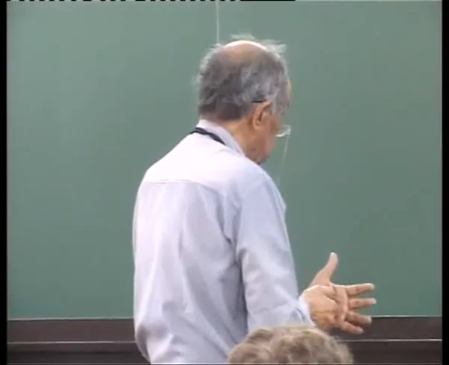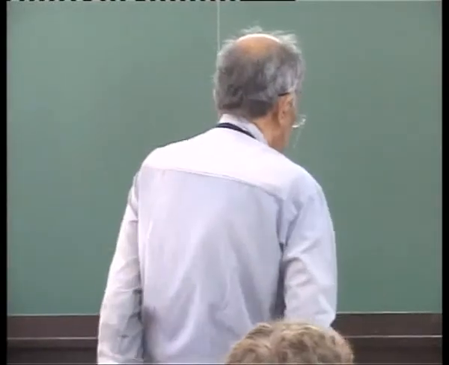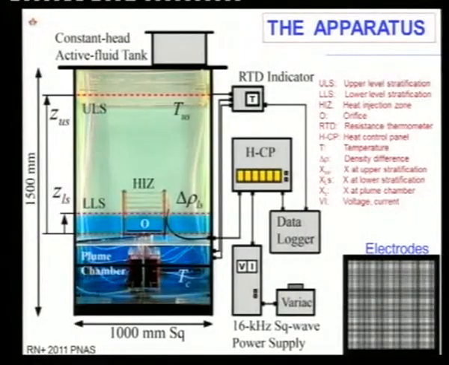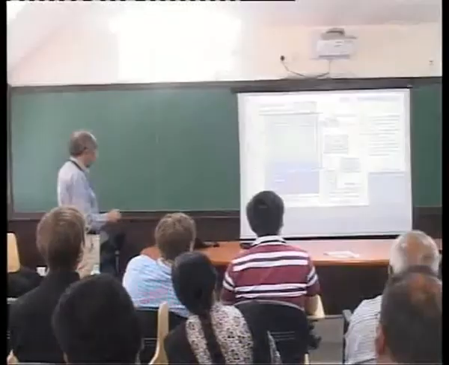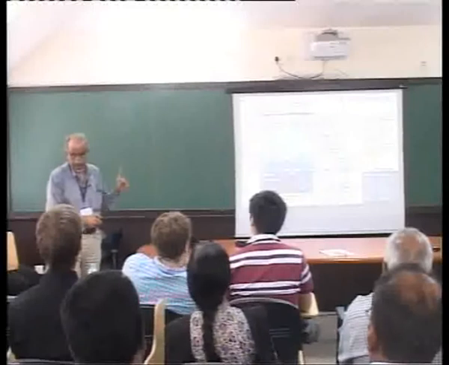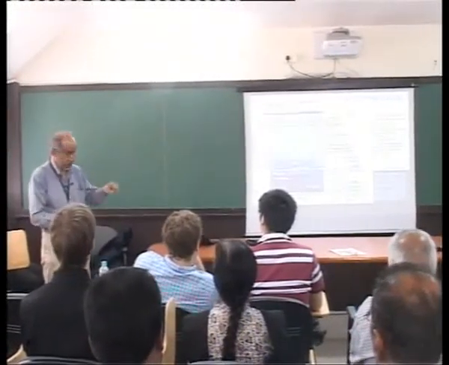Which is the one here, this one. So that's a water tank, and what we have here is the flow. This is a plume chamber. You have active fluid. It's active fluid because it's electrically conducting. That's the way that we put heat into the fluid.